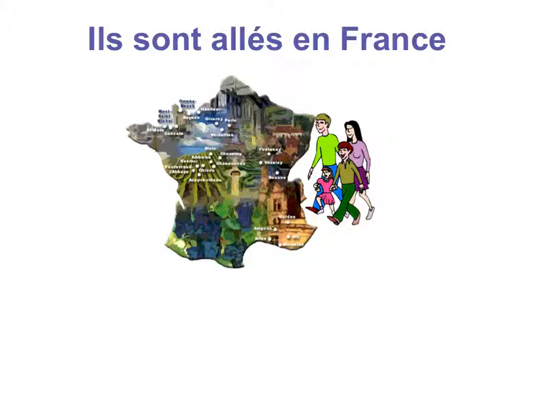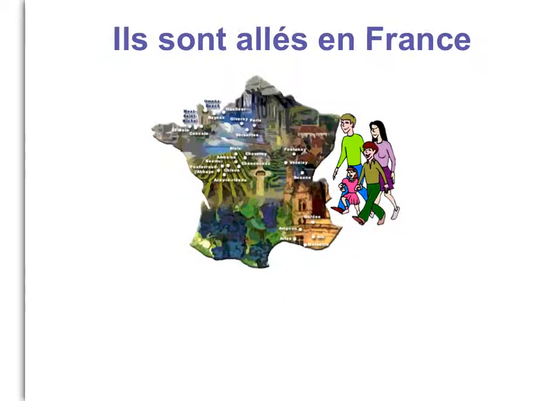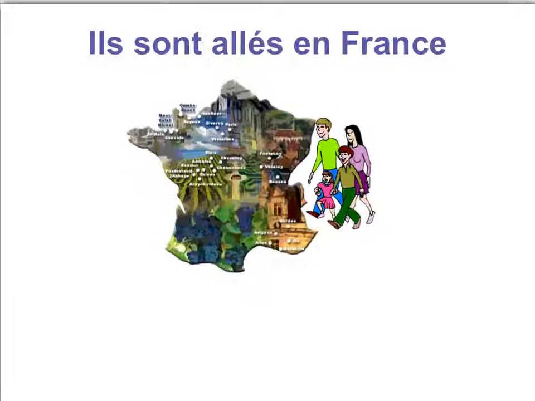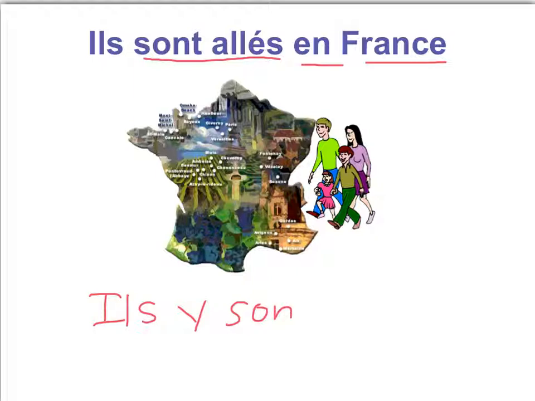Alright, here's another one. Ils sont allés en France. We use the y a lot with places, especially with the verb aller. You go to places, and here we're going to use it to replace en France. So give it a shot. Hopefully you notice this is the passé composé. We've got these two verbs, and the y is going to go before that helper. Ils y sont allés.